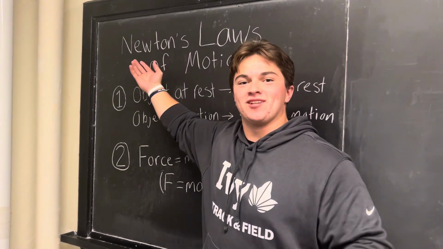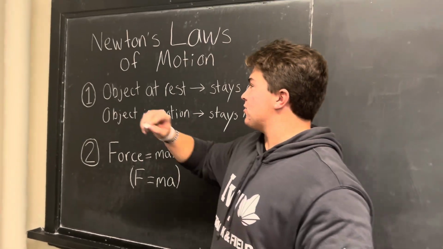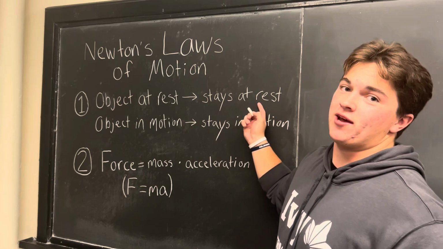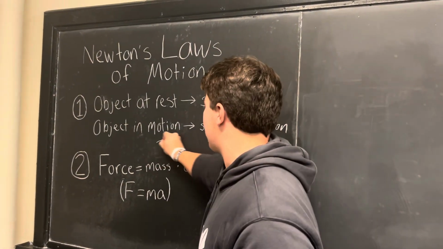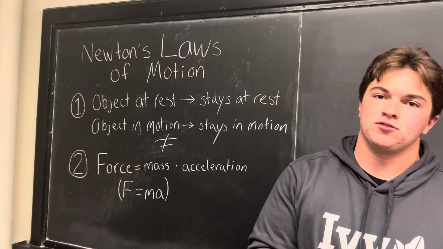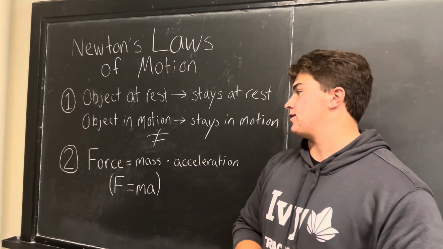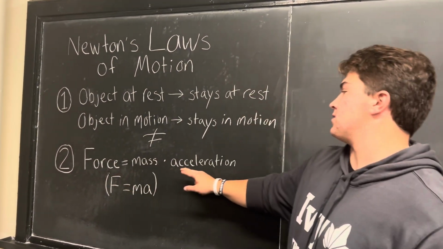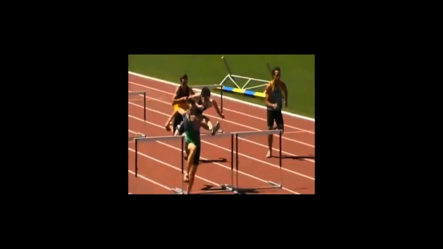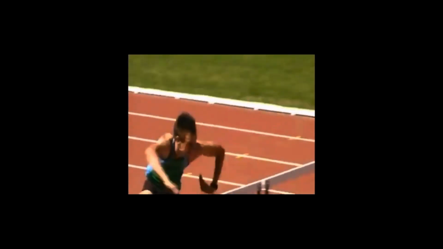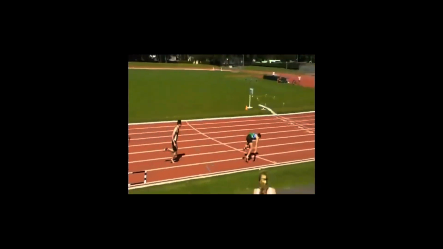Now on to Newton's laws of motion. According to Newton's first law of motion, objects at rest stay at rest, and objects in motion stay in motion unless acted upon by an unbalanced force. And now Newton's second law states that force is equal to mass times acceleration. Acceleration is the change in velocity. For example, this individual was in motion, very evidently, until he was not.